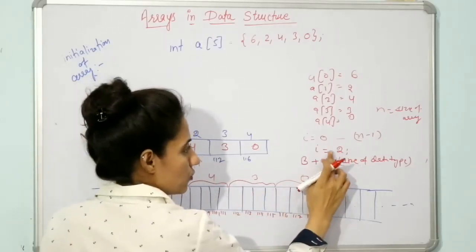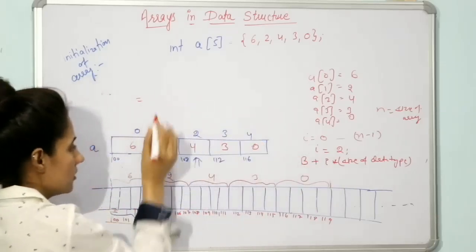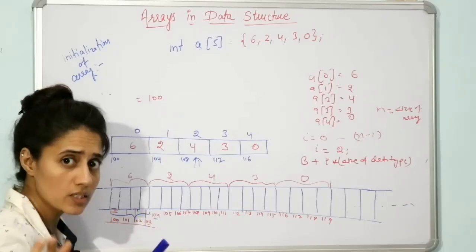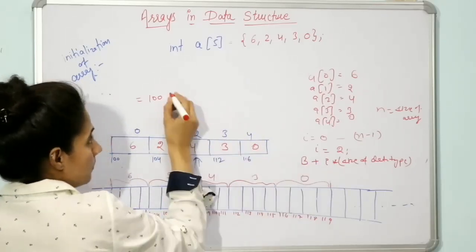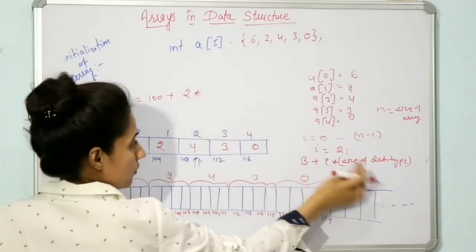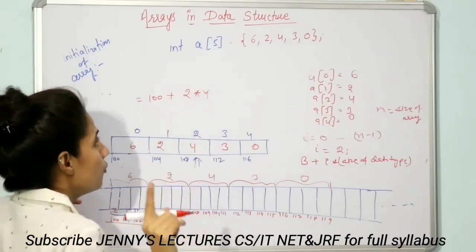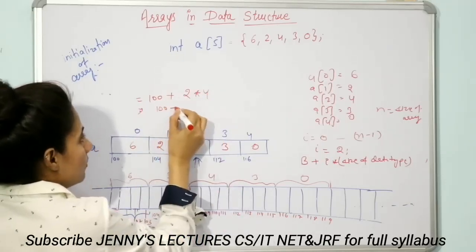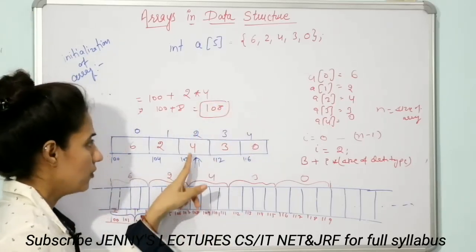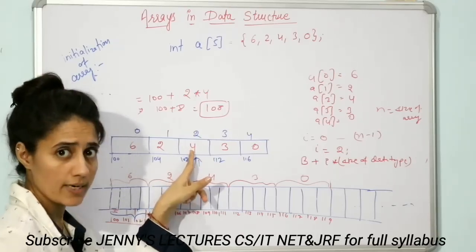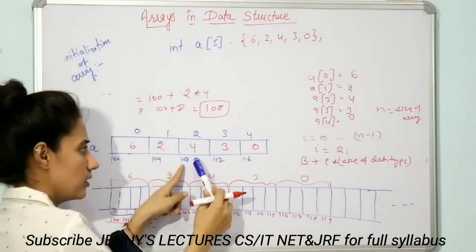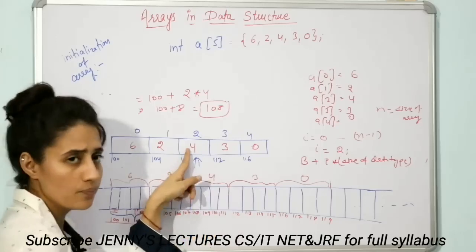Now, how to calculate the address for the location i equal to 2? The base address is 100. These addresses would be in hexadecimal form, but just to make you understand, I am taking integer form. 100 plus the i value 2 into the size of the data type. The data type is int, so the size is 4 bytes. So you take 100 plus 8, that is 108. The location would be 108, where this value is. So a of 2 is 4. This is how, after finding the address, you can access the data.